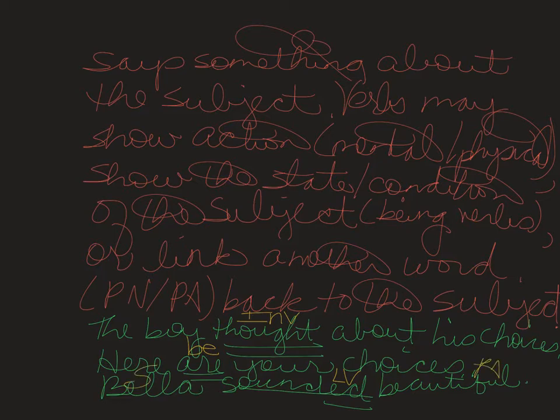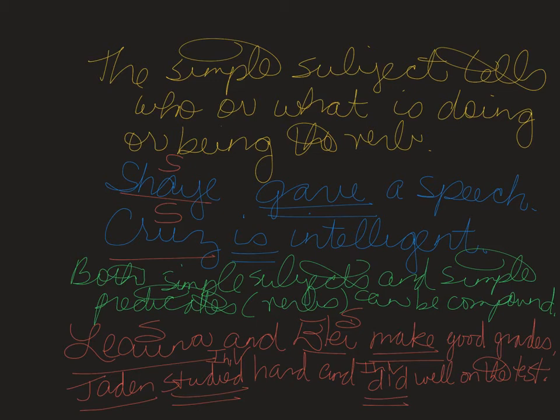All right, next slide. All right, the simple subject tells who or what is doing the action of the verb, or who or what is being whatever the verb is. All right, here are a couple of examples. Shay gave a speech. All right, here your verb, if you want to find your verb first, if that helps you, is gave. It's an action verb. Who or what gave? Shay gave. Shay is your simple subject, gave is your simple predicate or your simple verb.